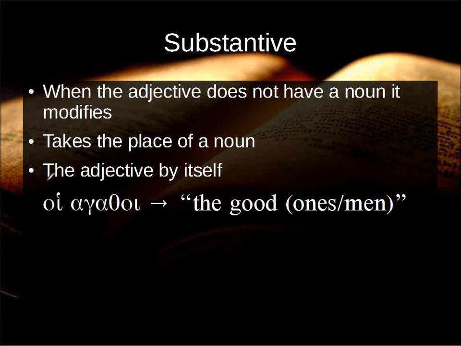hoi agathoi, okay? Where the translation is technically or literally the good, but what you can imply here is because of its gender, it's a masculine gender, you can also say men, the good men, or to be closest to the translation, it would be the good ones, okay? And so the reason why I put parentheses around ones or men is because that is the implied word.